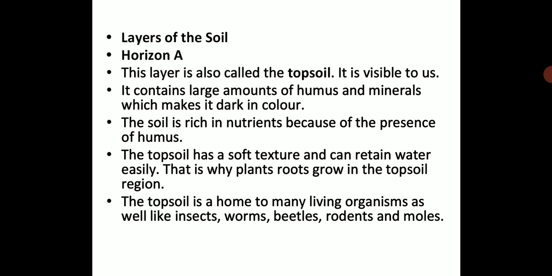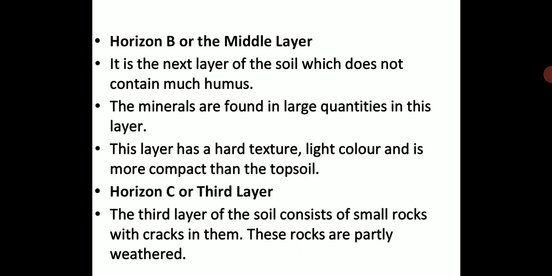And the soil is rich in nutrients because of the presence of humus. The topsoil has a soft texture and can retain water easily. That is why plants' roots grow in the topsoil region. The topsoil is a home to many living organisms like insects, worms, beetles, rodents, moles. So topsoil becomes a living ground for so many organisms, and it is full of nutrients because of the humus and lots of minerals in it. That is horizon A. I hope you will have written that down.